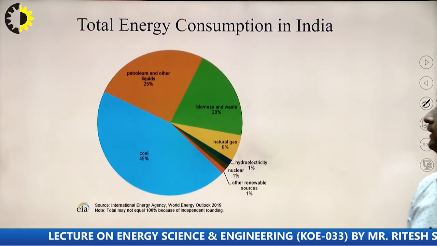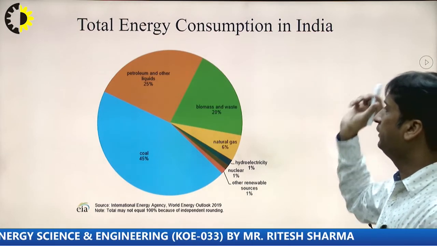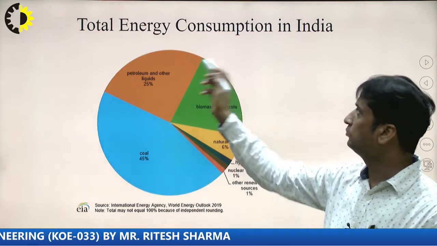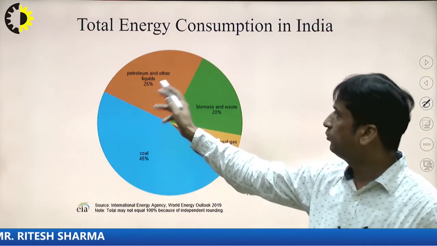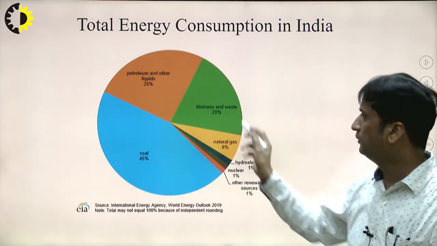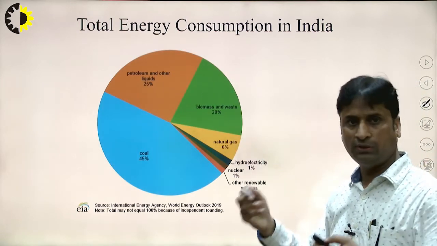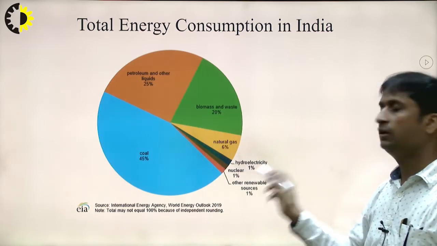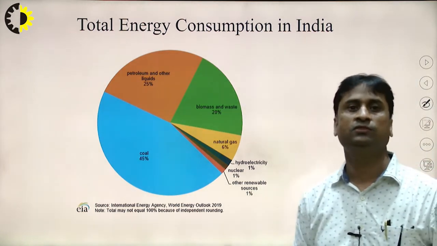This is the data as of 2019 for total energy consumption in India. In our country, this is the percentage of the energy resources that we are consuming. Coal is being used at 45%, petroleum and other liquids 25%, biomass 20%, natural gas 6%. So around 70 to 75 plus percent we are relying on fossil fuels. Then we have hydro, nuclear and other renewable resources. So this is the scenario as far as total energy consumption in India.